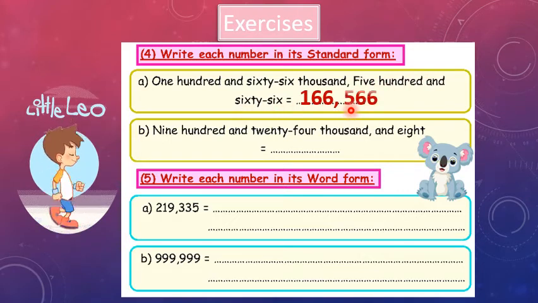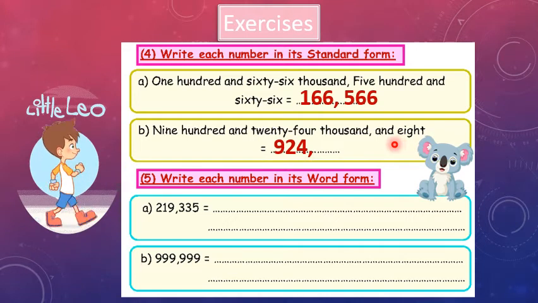566 will be 566. Next one, number 924,000, and stop. It will be 924,000, then put the comma of thousands, then the rest of this number, and 8. 8 here is the ones place. Then what will we do in the tens and hundreds place? Yes, good job. We will put zeros. Then it will be and 8.